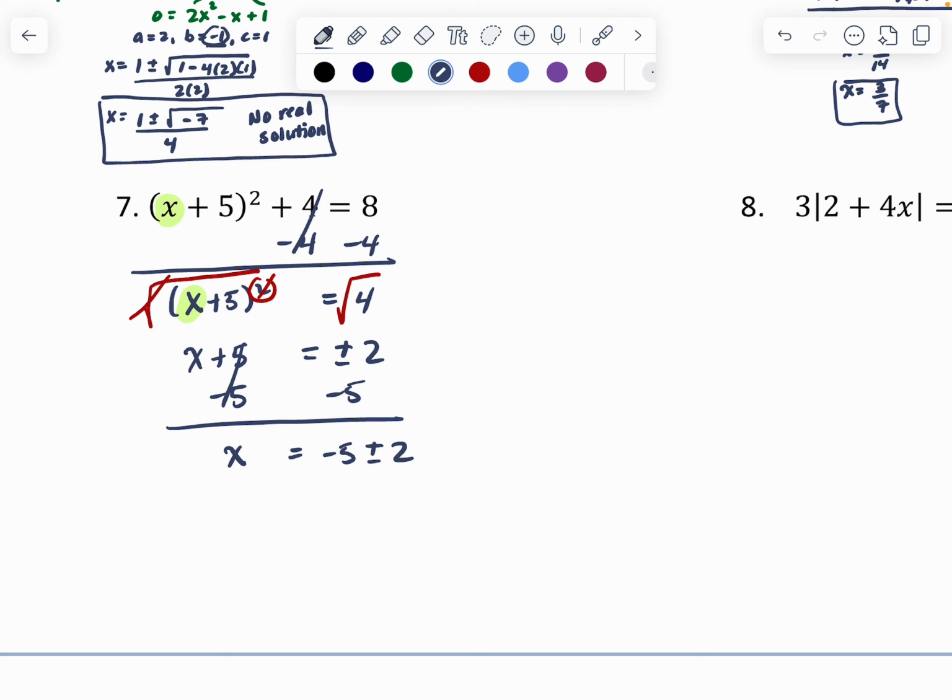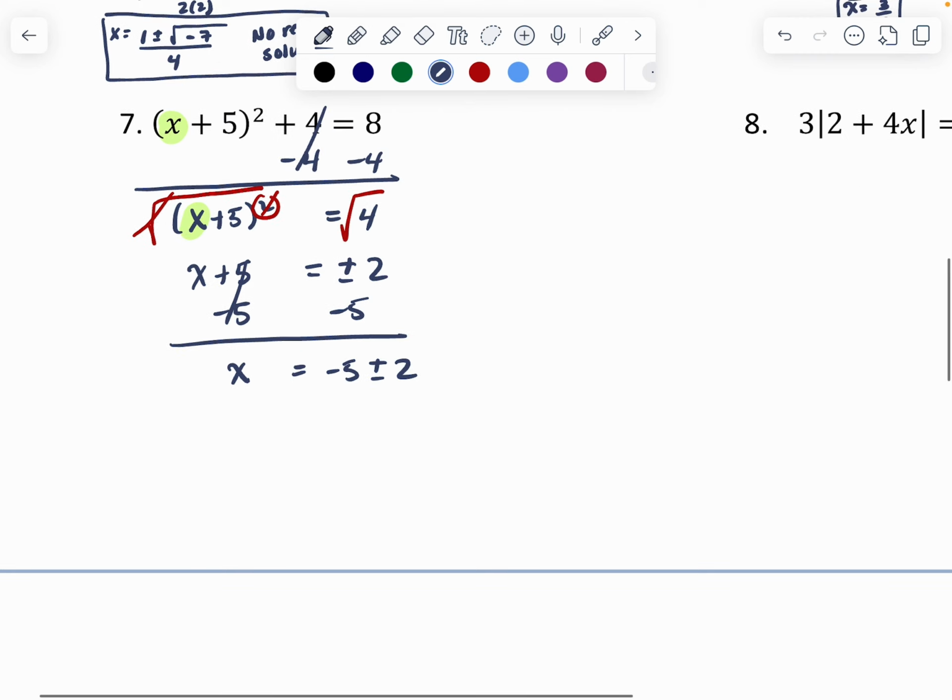Now, you guys, this one came out kind of nice because there's actually 2 solutions here, right? Either x equals negative 5 plus 2 or x equals negative 5 minus 2. So if I solve those, negative 5 plus 2 is negative 3, and negative 5 minus 2 is negative 7.